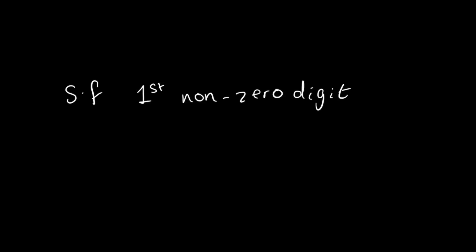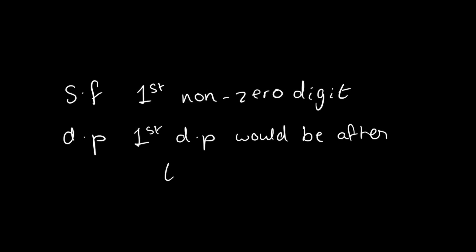You should always remember for SF, it is the first non-zero digit, counting from the left. And for DP, which is decimal places, the first DP would be after the decimal point. And the normal rounding rule is that if the number is greater than or equal to 5, then you round up.